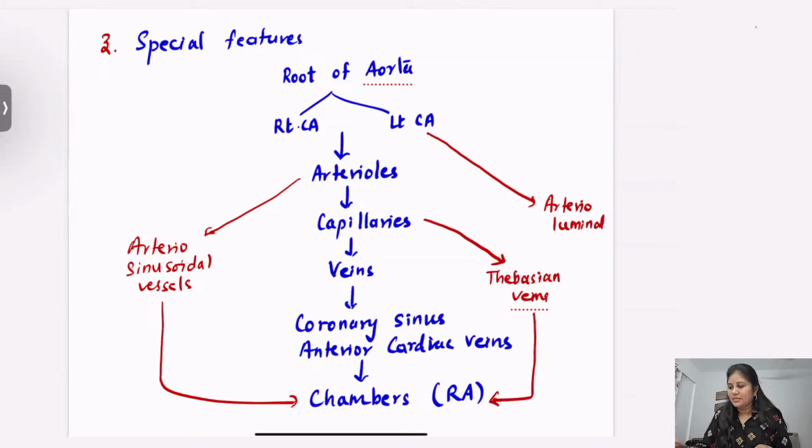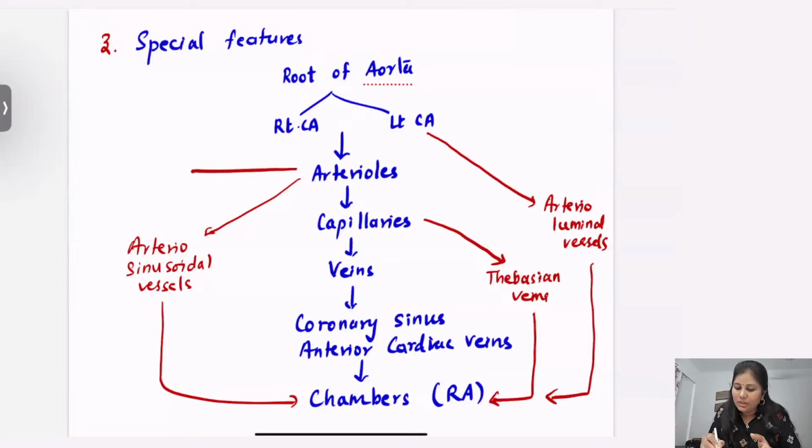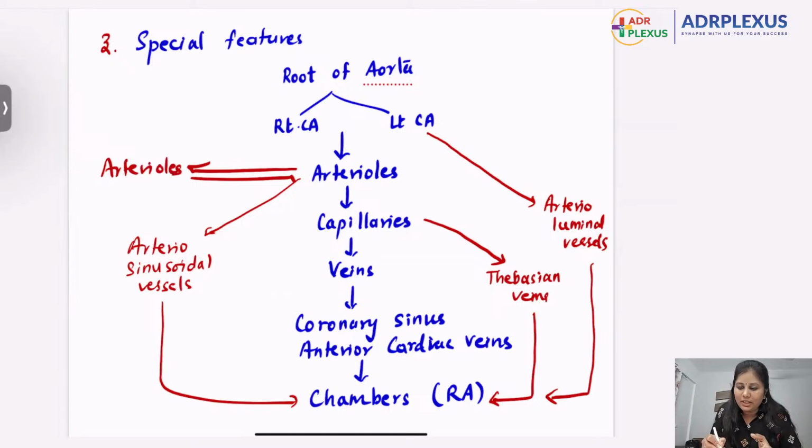Arterioluminal vessels also empty into the chambers directly. One special feature of this coronary circulation is that they are capable of creating collateral vessels along with the arterioles of extra coronary vessels. Say, for example, this arteriole forms collateral vessels with arterioles of extra coronary vessels.